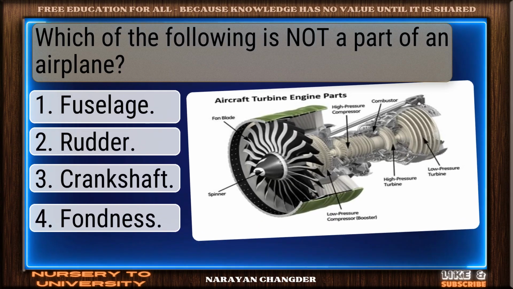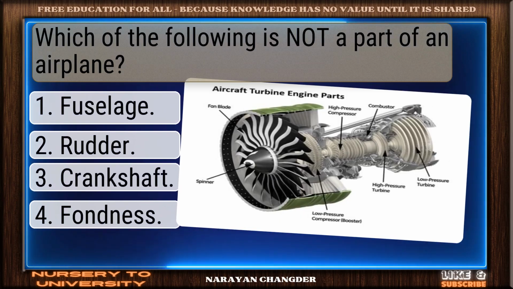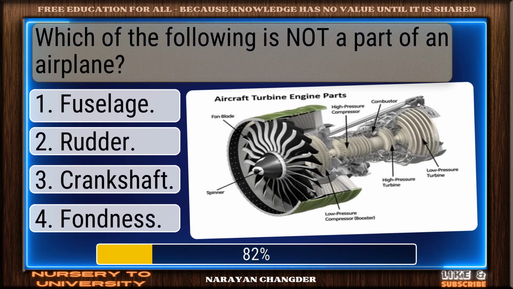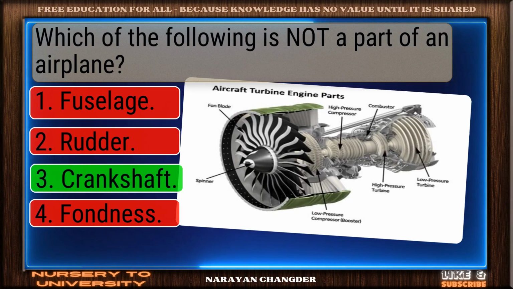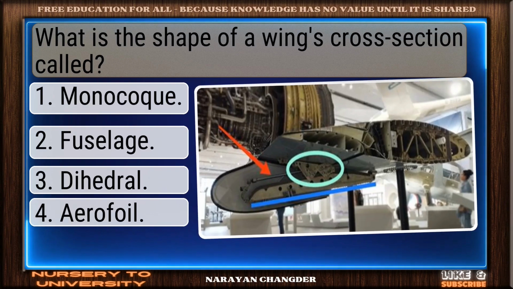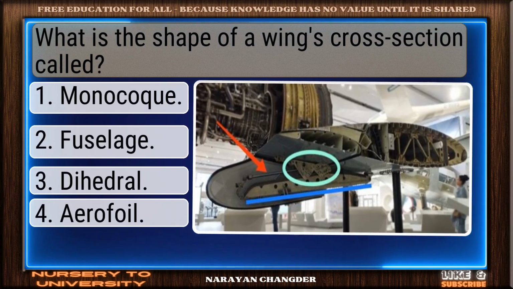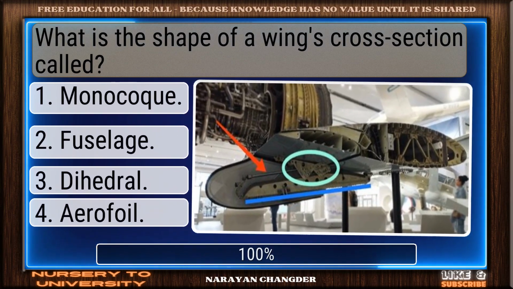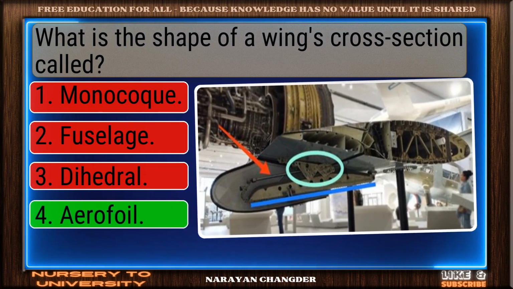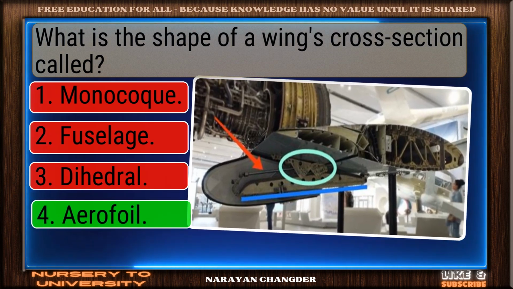Which of the following is not a part of an airplane? Great thinking. Crankshaft is the right choice. What is the shape of a wing's cross-section called? Excellent choice. Aerofoil is the right answer.